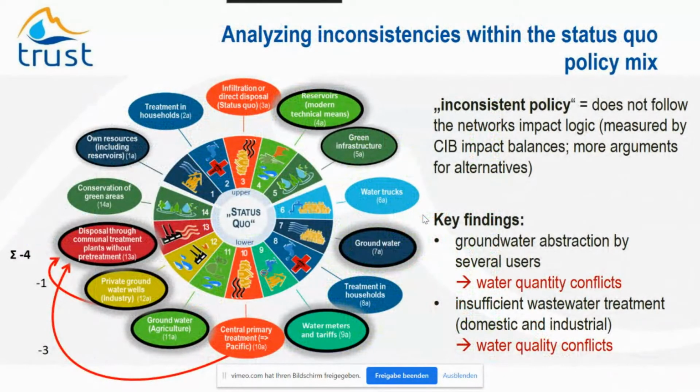First, we looked at individual policy mixes. For example, here the status quo policy mix, to understand where inconsistencies are and how strong they are. For the Lurin catchment, for example, it showed that the main conflict refers to groundwater abstraction, referring to water quantity conflicts, and to insufficient treatment of domestic wastewater, dealing with water quality conflicts.